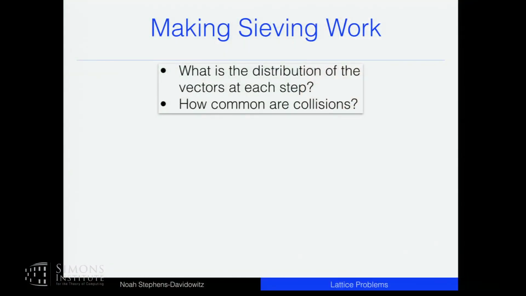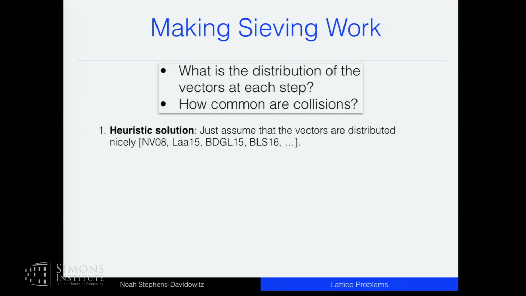And there are 3 different paradigms for ruling it out. The first is the heuristic solution, which mostly Martin will talk about. I'm going to talk about provably correct algorithms. But the heuristic solution is to pretend that this isn't an issue, which is a perfectly reasonable thing to pretend. In practice, it doesn't happen. So you just assume that the vectors are distributed nicely. And perhaps not surprisingly, this gives the fastest possible algorithms via sieving. If you assume that sieving works really, really nicely, then it does in fact work really, really nicely under your assumptions.